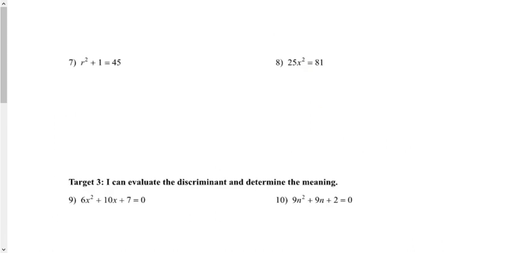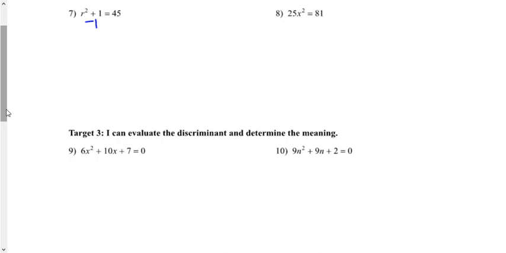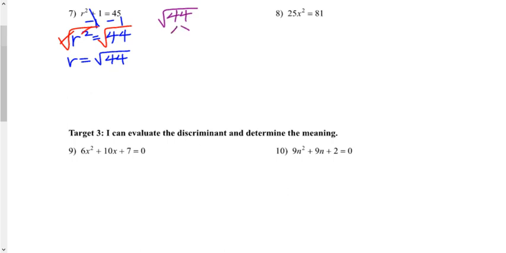All right, next page, number 7, still square root method. So I'm going ahead and subtract 1 from both sides to get r squared by itself. I'm left with 44. And then, like I've been doing, I'm going to take the square root of both sides. And I'm left with r equals root 44. Root 44 I'm going to do up here. I'm running out of room. So 44 is 4 times 11. And then 4 is 2 times 2.